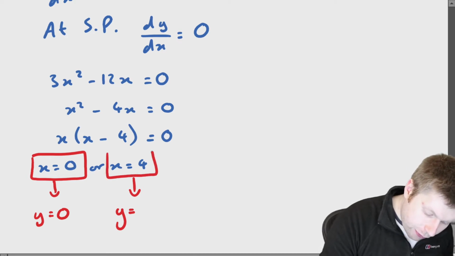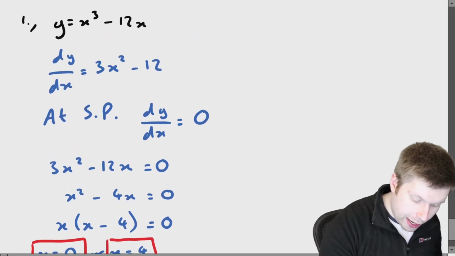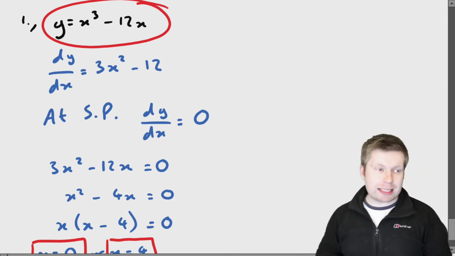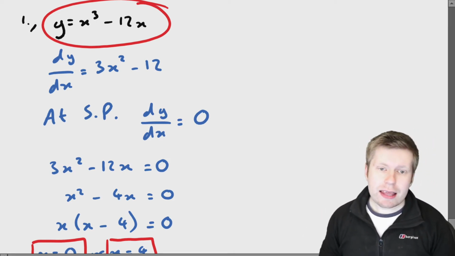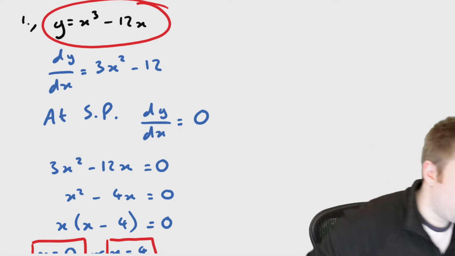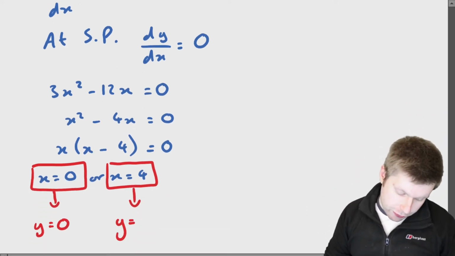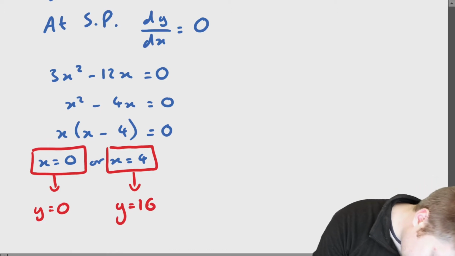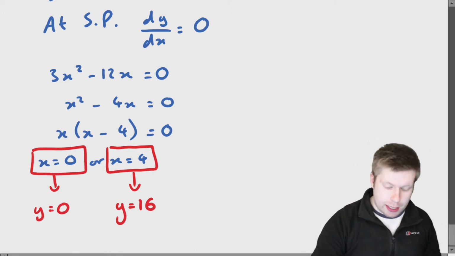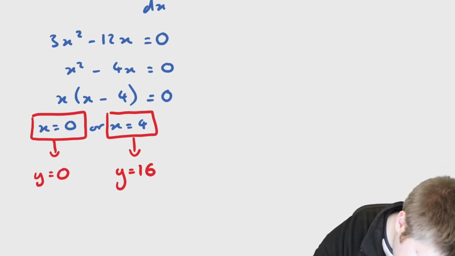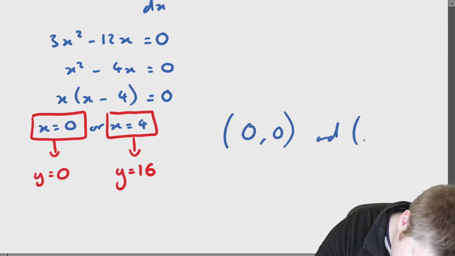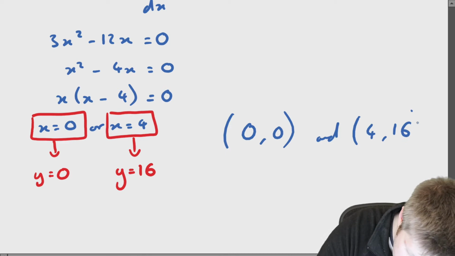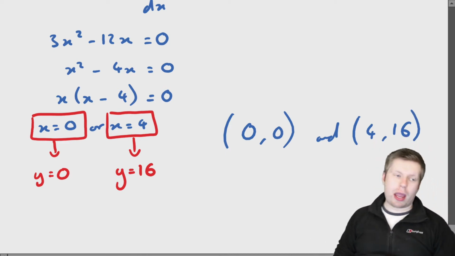Then if I stick in x equals 4, I get 4 cubed, that's 64, minus 4 times 12, that's 48. That should give me a value of 16. So I know when x equals 4, y has got to be equal to 16. Therefore, the stationary points on my curve are (0, 0) and (4, 16). Those are my two stationary points which lie on my curve.